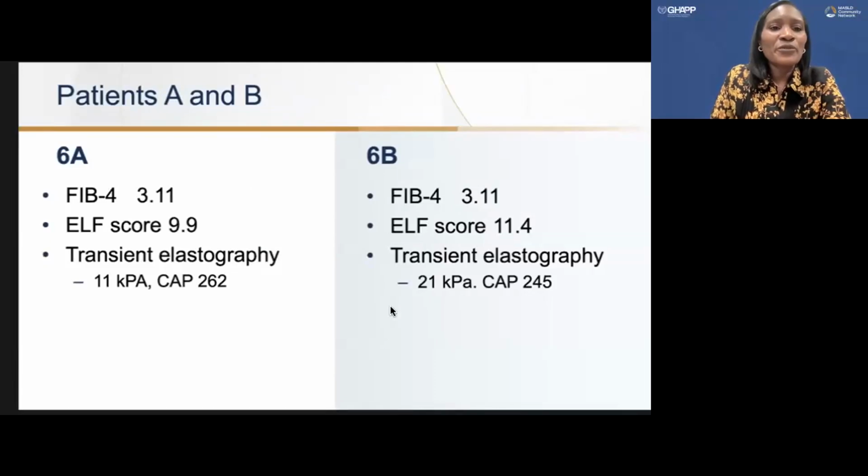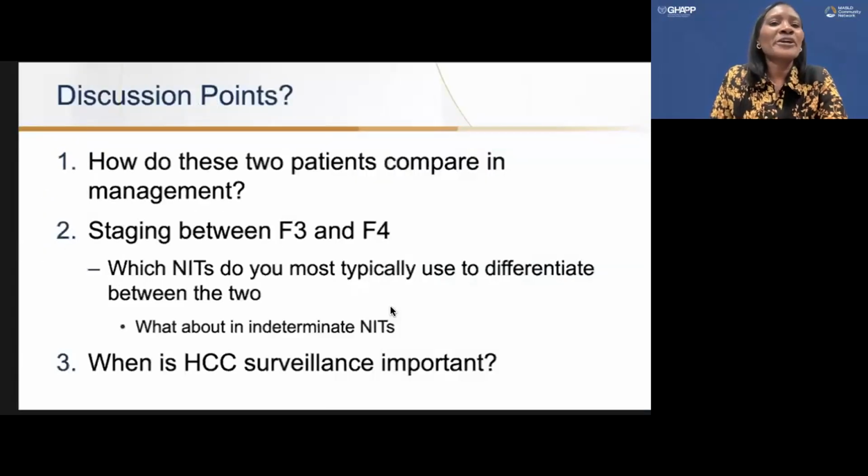So patient A and B, we're comparing both of them here with similar FIB-4s, different ELF scores. The ELF on A is 9.9, the ELF score on patient B is 11.4. The kPa on patient A is 11, and the kPa on patient B is 21. So how do these patients compare in management and staging between F3 and F4?